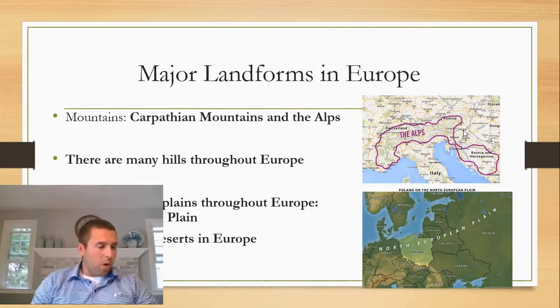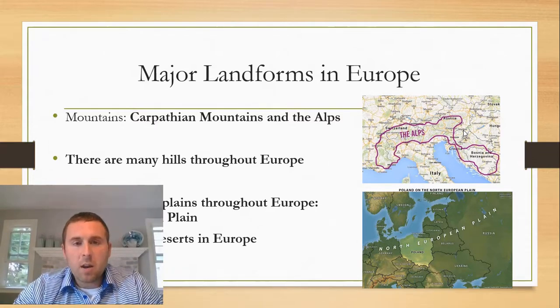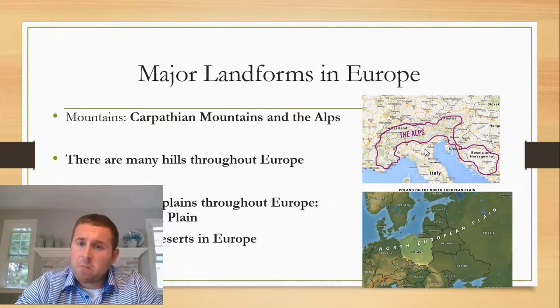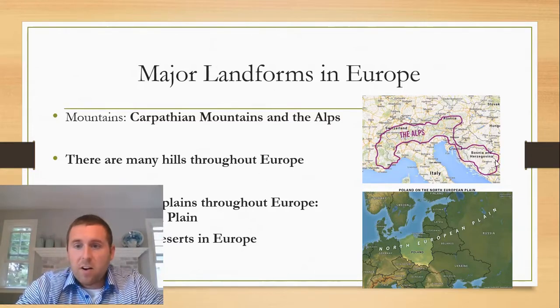So, major landforms in Europe. There are a ton of different landforms there. We have mountains. We have the Carpathian Mountains, and we have the Alps. The Alps are probably the most famous mountain range in Europe. It extends down here, it goes through Switzerland, a little bit of Italy, Austria, Bosnia, Croatia. This is the map down here. It's a very, very large mountain range.